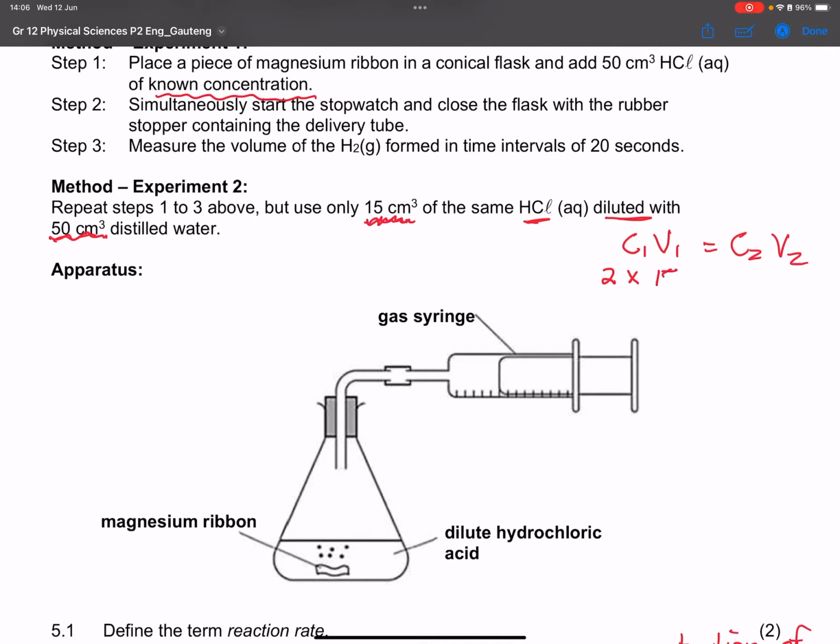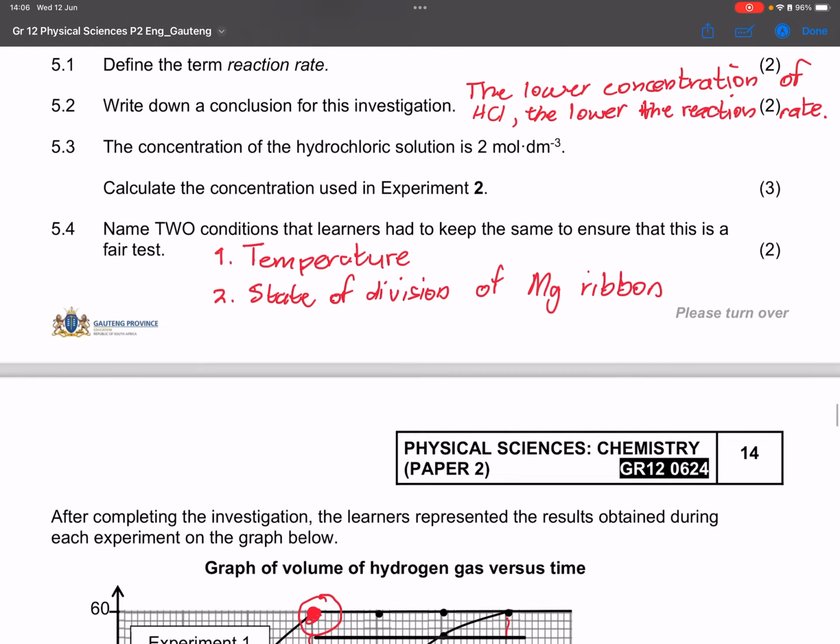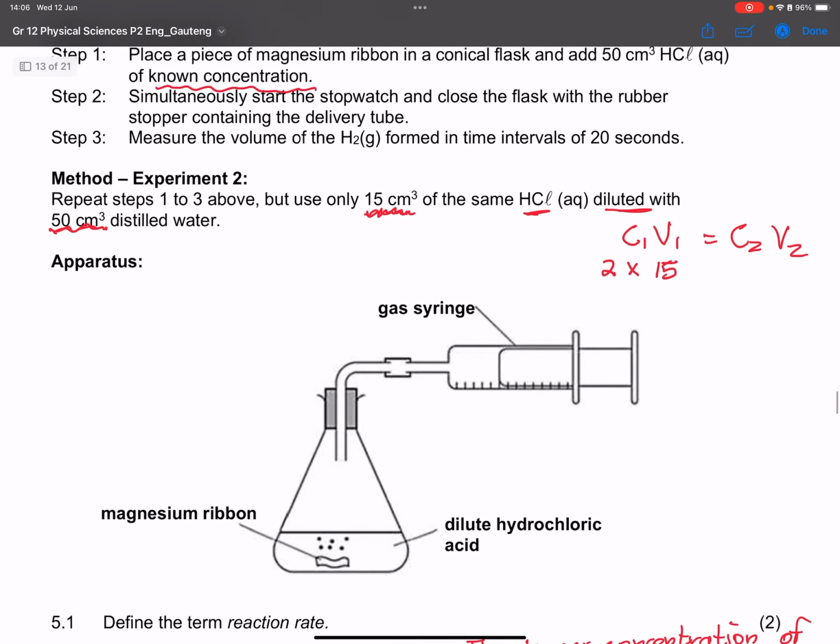There's nothing wrong if I keep it in cubic centimeters here, because my other volume is also in cubic centimeters. If you decide to convert it, divide it by 1,000, but what you do on the left, you'll do also to the one on the right. So you'll see that concentration 2 is what we're looking for.